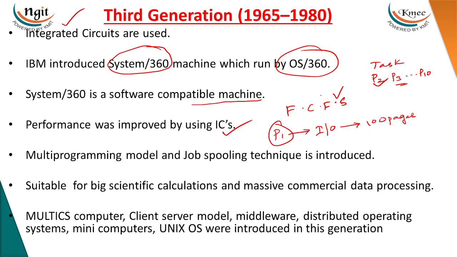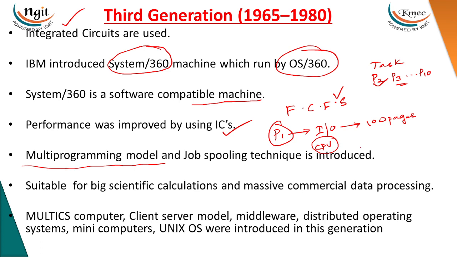But in the third generation, the concept of the multi-programming model was introduced. What is the multi-programming model? When P1 goes for IO, the CPU will stay idle. So at the time P1 goes for IO to take printouts, the processor will be idle. The processor does nothing until P1 takes 100 pages of printout and comes back to the CPU. It will not do anything. The CPU will be idle.